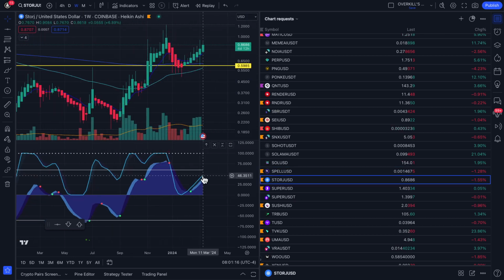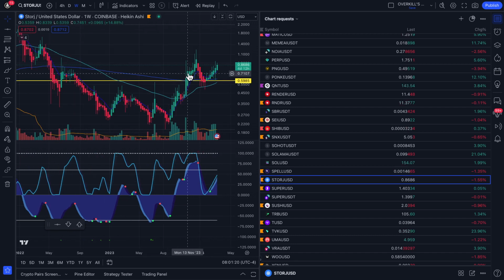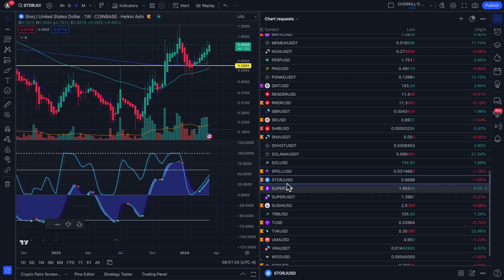StoreJ, also a holder. Waiting for that to get closer to 100. This one looks good, just grinding up. Beautiful setup here. We had the breakout over the 50, the pullback into it. Now she's ripping. I'd continue to hold StoreJ.